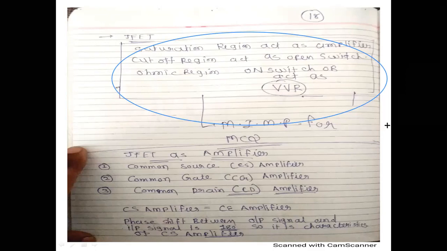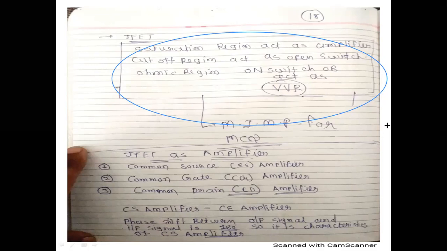With respect to transistor, if you compare, then transistor acts as an amplifier in active region. JFET acts as an amplifier in saturation region. Transistor acts as an open switch in cutoff region. JFET can also act as an open switch in cutoff region. But in ohmic region, JFET can act as an on switch or voltage variable resistor. So it is the basic difference between JFET and BJT. So please try to prepare.